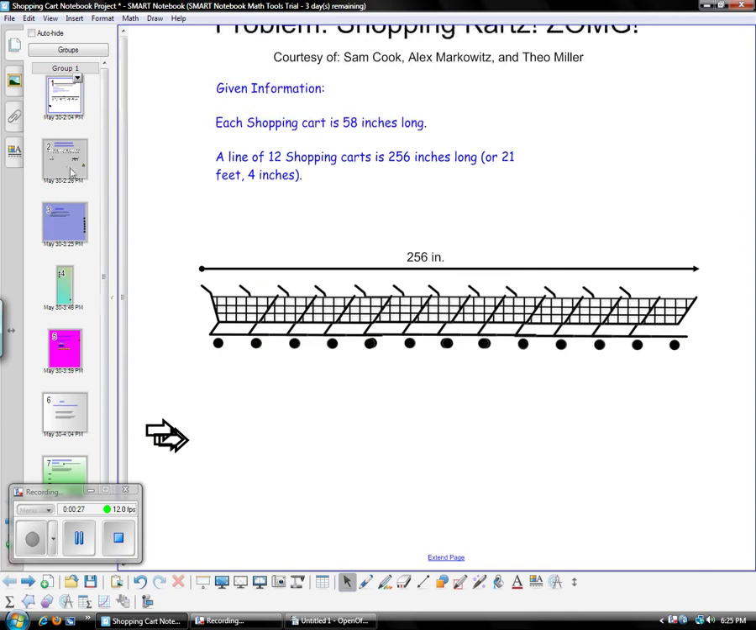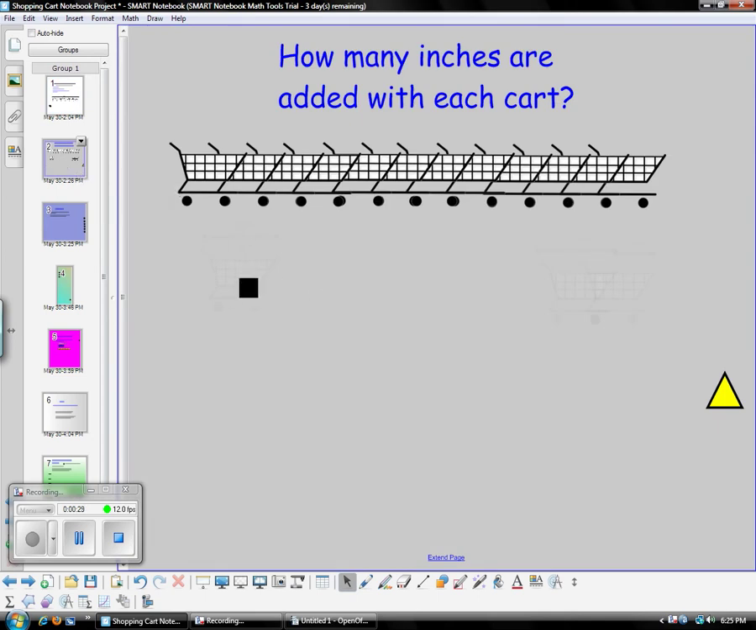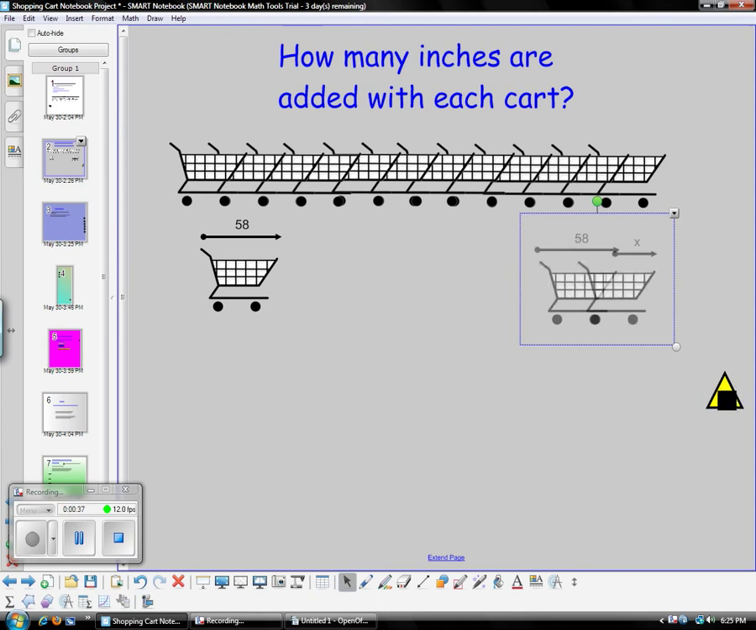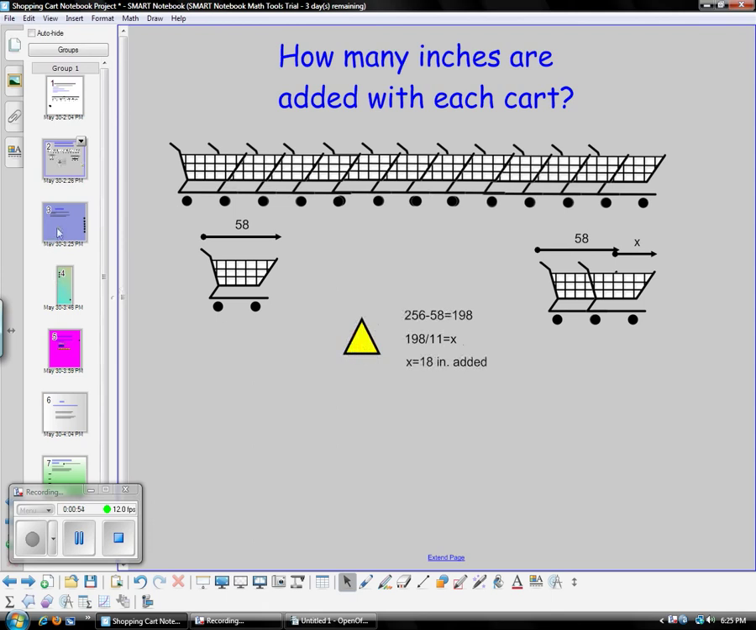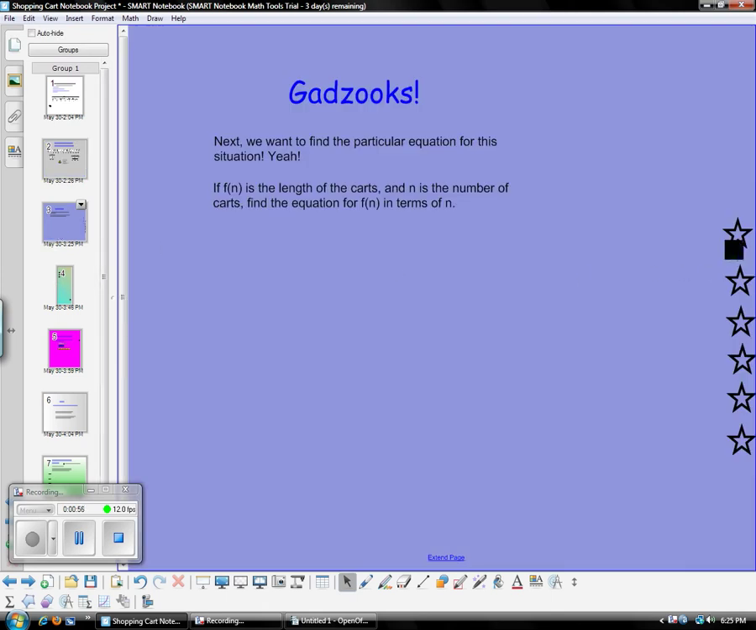Next, we want to find out how much is added with each shopping cart. The first cart adds the full 58 inches, but subsequent carts add a smaller number. Let's start by subtracting the length of the first cart from the total, or 256 minus 58, which equals 198. This represents the length of the remaining 11 carts, so we divide 198 by 11, which equals 18 inches added by each cart.